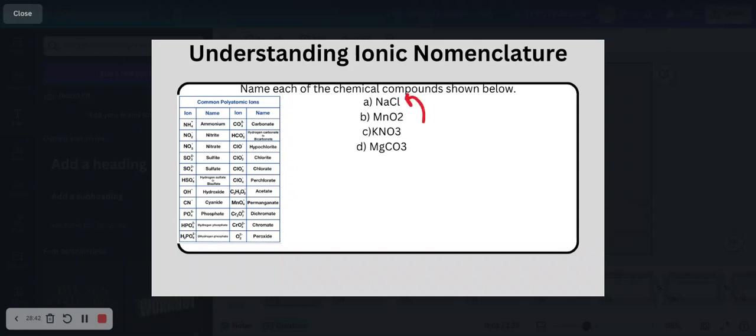Let's start with NaCl. The first element is sodium. The anion is chlorine. However, we need to change the ending. Therefore, it would be sodium chloride. And that's all you would have to do for that example.